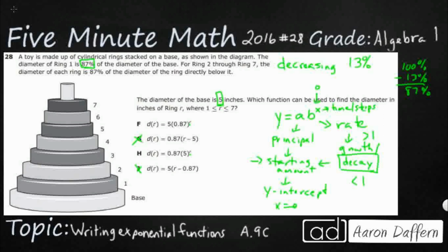All right, so we can say, instead of y, we'll say d of r equals, and then this a, so a is going to equal 5, okay? And then we need our rate. Well, they give it to us. It's a decay rate of 87%, so we need to turn that into a decimal. So 0.87, and then your steps, instead of that x, it's simply going to be r, since it is d of r. Our answer here is f.